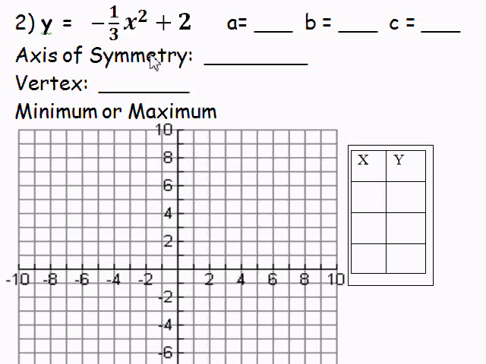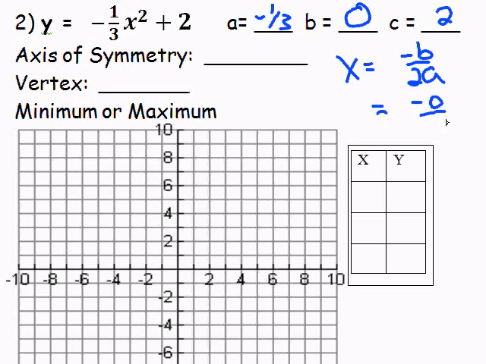Alright, for this one, again, we notice that the a, b, and c values we need to find first. So the a is negative 1/3. The b, notice there's no x term, so your b value is 0, and your c is 2. So our axis of symmetry is x equals negative b over twice a. Since b is 0, we get negative 0 over 2 times a, which is negative 1/3. And y'all, 0 over anything is just 0, so that makes finding our axis of symmetry very easy. It's 0.